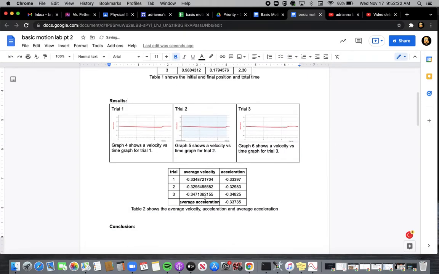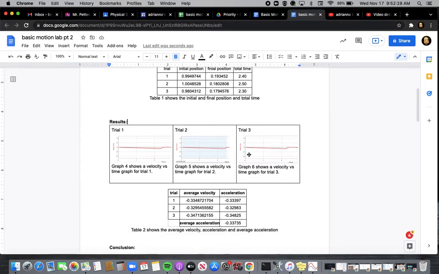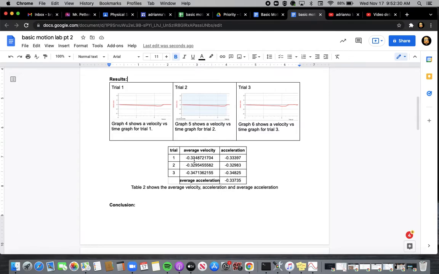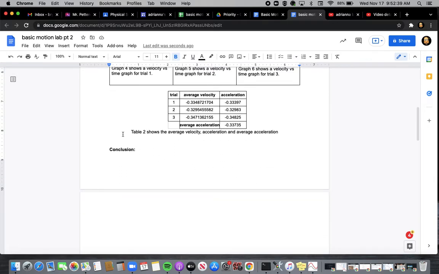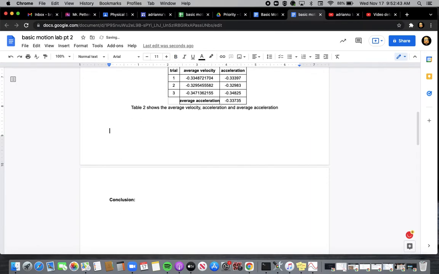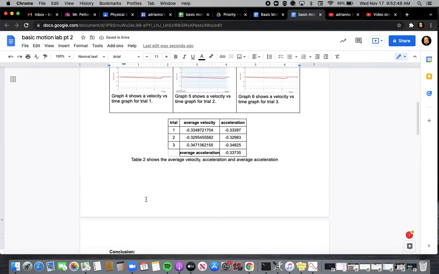So here, we're supposed to have tables for initial position, final position, total time, average velocity, average acceleration for each of them, and the average acceleration for them all. Alrighty, and so now we get to write a conclusion on our data, right? In Learning Goal 5, I did how to write a full conclusion.